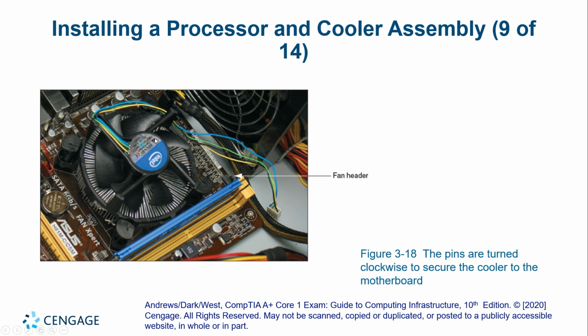So here's your processor. This goes on top of the chip, and then these 4 corner clips here, you'll clip those in. And then here is the fan power wire. You'll plug that into the jumper that somewhere says fan or cooler on there. And at that point, the processor should be installed.